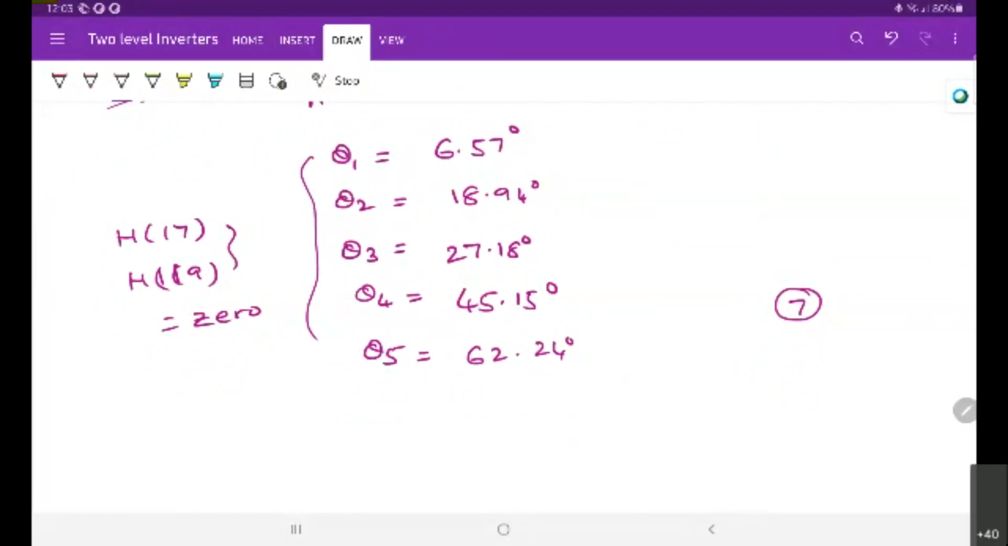Normally at maximum we can eliminate these harmonics, and if you eliminate the 5th order harmonic, 7th, 11th, and 13th, you can get a THD of around 5%. For example, in this case, the THD is roughly around 5%.